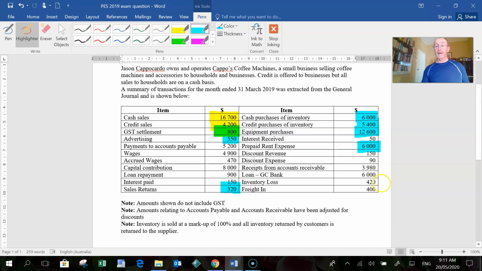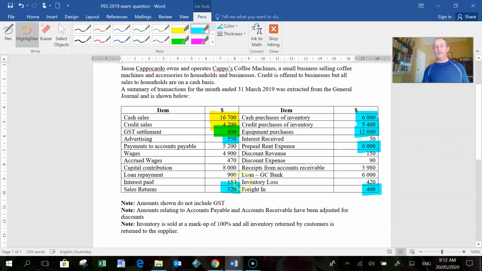Inventory loss is an accounting entry. There's no GST attached to that. Freight in, yes, we would have to add our 10%. Right, so $40 will be a debit to the GST clearing account. Right, so you go through and do all your entries. Once you do the statement of cash flows, then all of the ones in blue will be your GST paid. Right? And obviously the green one will be the GST settlement. Right? So fairly straightforward once you know what to include and what not to include.